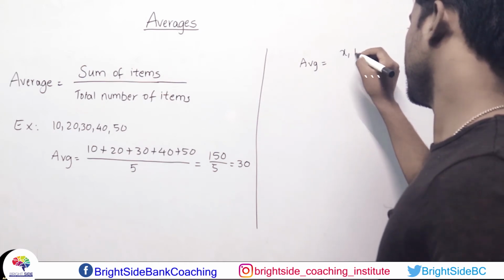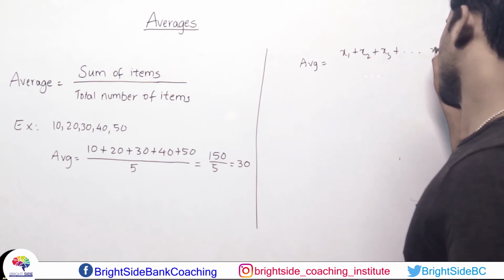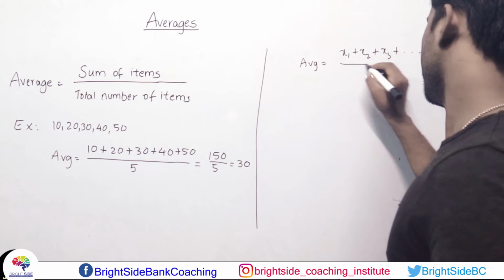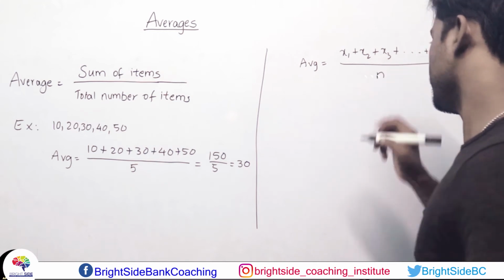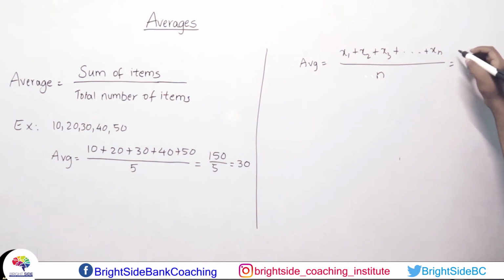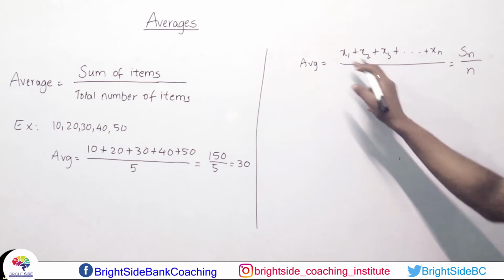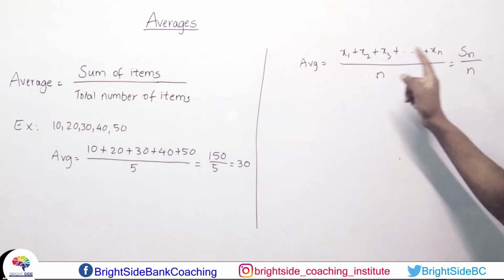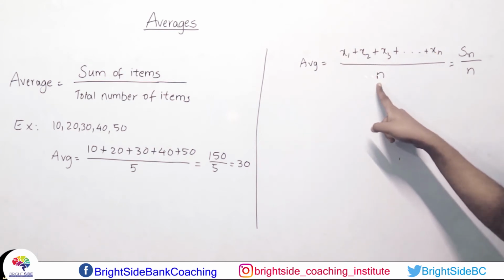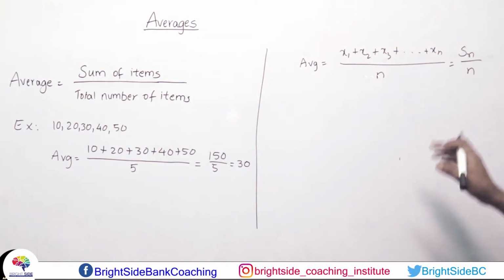So the sum of entities: let the entities be x1, x2, x3, and so on up to xn. The total number of elements is n. This will be the average. So let us represent this summation as Sn. Sn by n, where Sn means the summation of the items starting from x1 to xn, and the total number of items is n. That is the meaning of this expression.